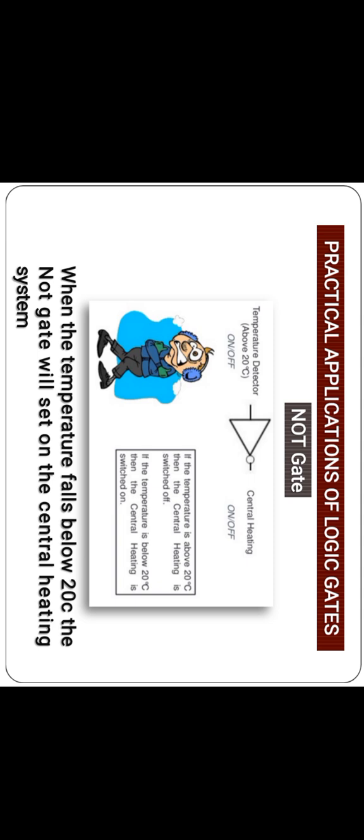Next we can see the practical applications of NOT gate. When the temperature falls below 20, the NOT gate will set on the central heating system. Here we can use the temperature detector and the central heating. If the temperature is above 20 degrees Celsius, then the central heating is switched off. If the temperature is below 20 degrees Celsius, then the central heating is switched on.